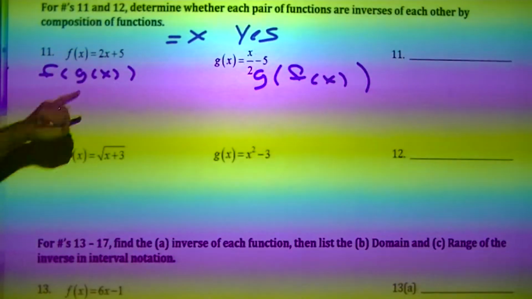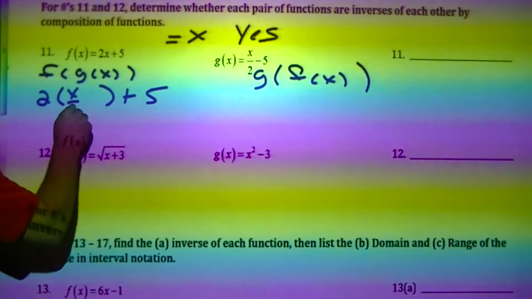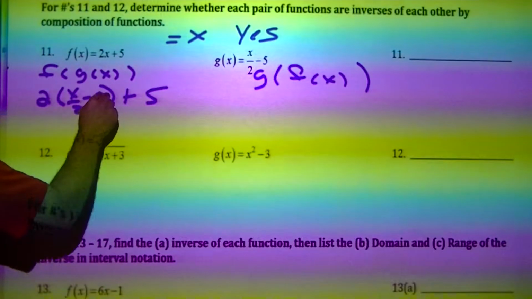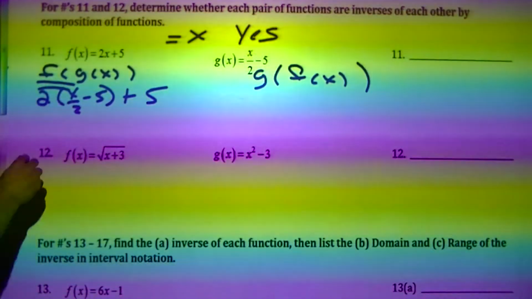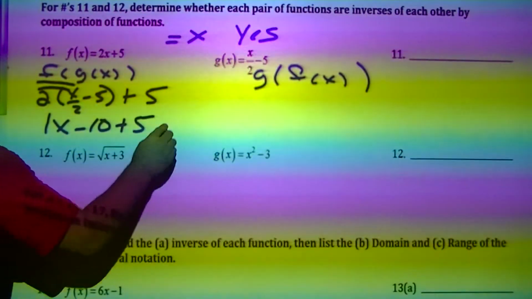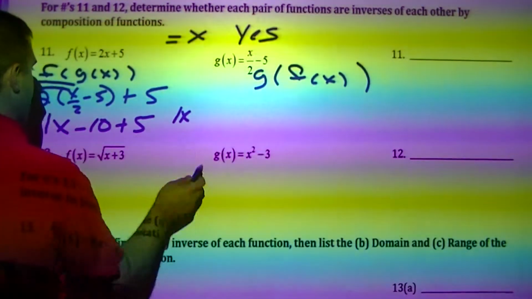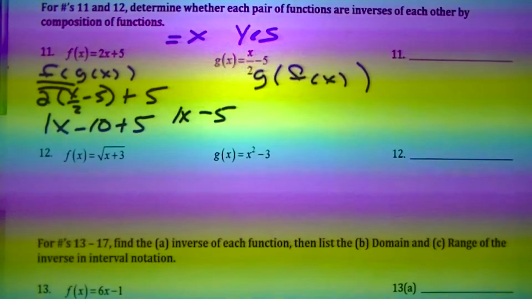So on this one, I'm going to lead with this function. I'm going to put a set of parentheses there. I'm going to fill in x over 2 minus 5, and I'm going to distribute. That is 1/2. 2 times 1/2 would be 1x. 2 times negative 5 would be negative 10. Plus 5, that's 1x minus 5, okay? So that did not give me an answer of x.